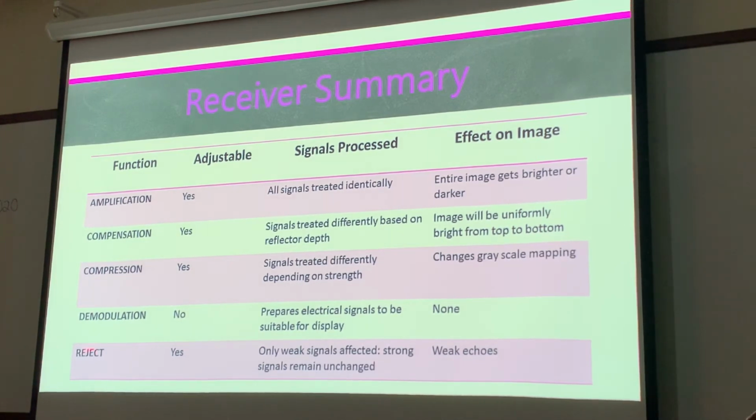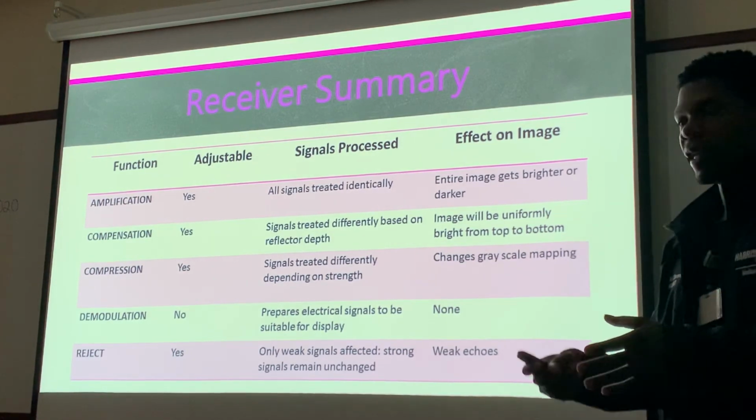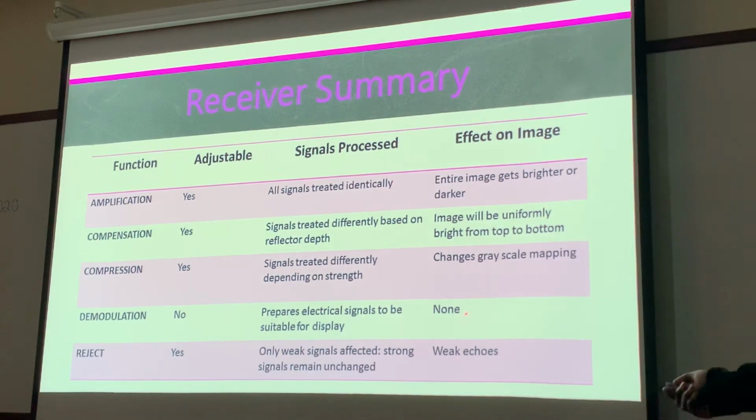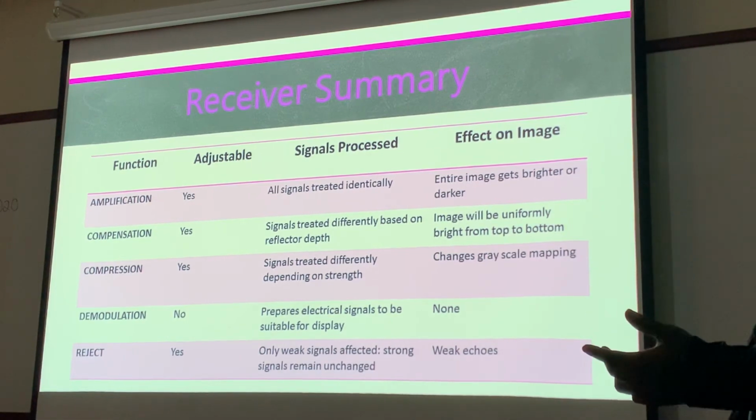Demodulation, not adjustable, guys. It's not adjustable. It prepares signals to be suitable for display. This has everything to do with our information going over to our display, because that's the next thing: to go from the receiver to the scan converter to the actual image on the display. It doesn't have any effect on the image for us. It has to do with keeping consistent signals throughout the ultrasound system.